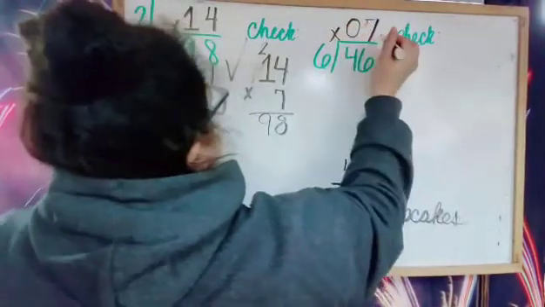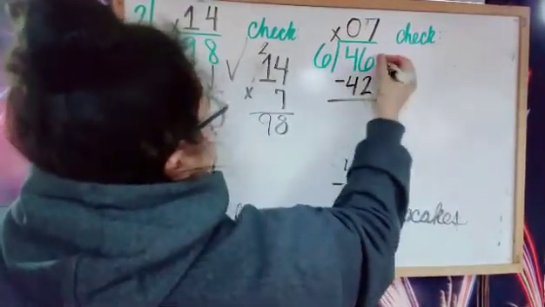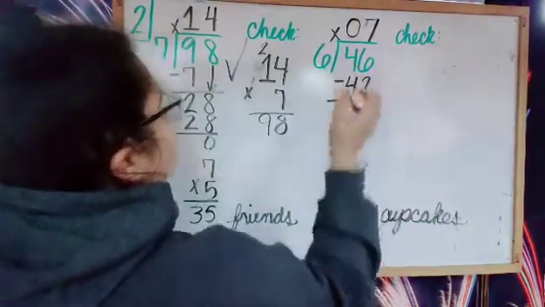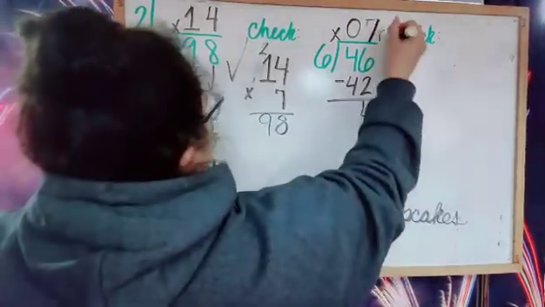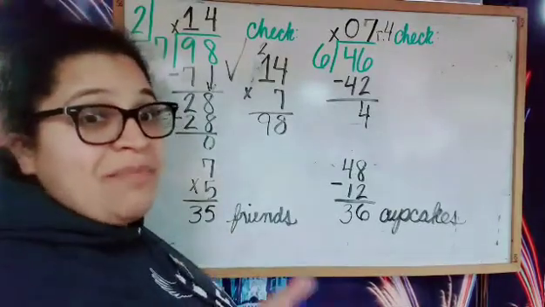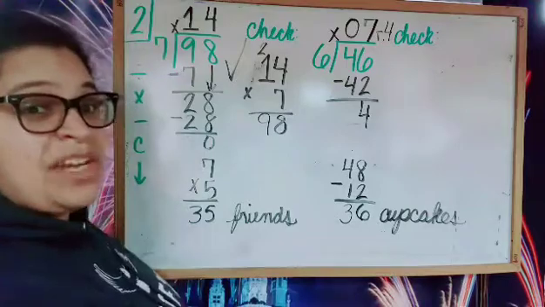Step 2, multiply. 7 times 6 equals 42. Step 3, subtract. You get 4. Compare. Is 4 less than 6? Awesome. Is there anything to bring down? Nope. So I have a remainder of 4. All right, so we're going to check by multiplying our quotient 7 times our divisor 6 and adding the remainder of 4.